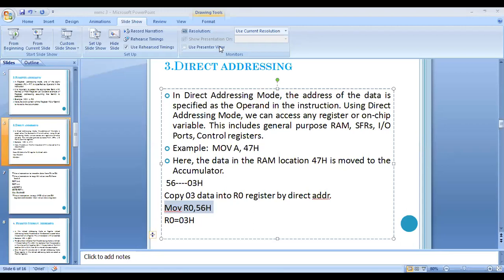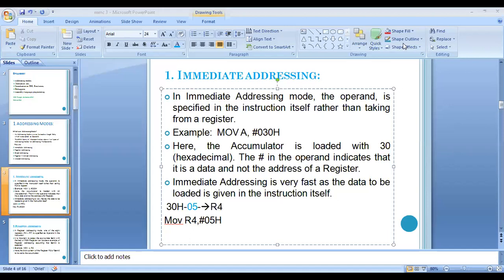Am I audible? Yes, ma'am. Okay. So see here, in this, 56 is considered as a location, and whatever the value stored at this location, in our case it is 03, that value is going to transfer into the R0 register. So see here, is it clear? Yes or no? Yes, ma'am.